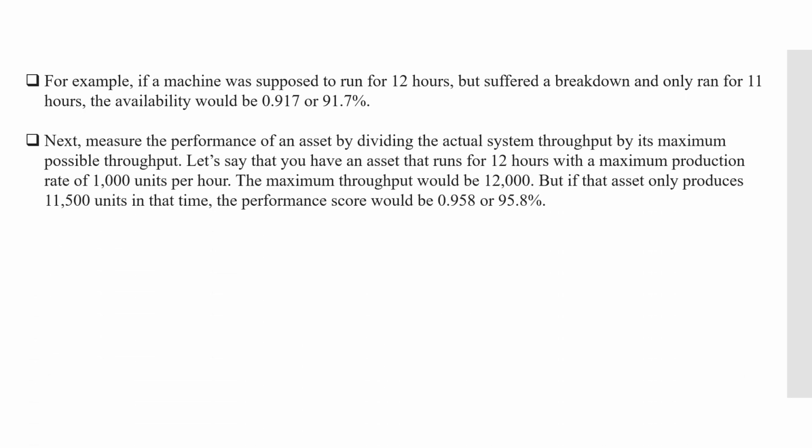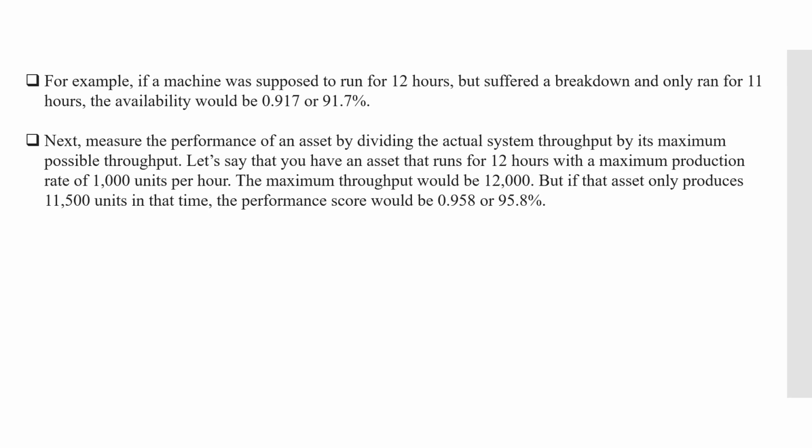Second, to measure the performance of a machine, let us understand another simple example. As we already discussed, the machine is supposed to run for 12 hours with the maximum production of 1,000 pieces per hour. So if 1,000 pieces per hour is produced in 12 hours, the maximum output of the day will be 12,000 pieces. But because that machine has produced only 11,500 pieces, the performance has decreased. So from here we can calculate the performance score, and the performance score is 95.8%.